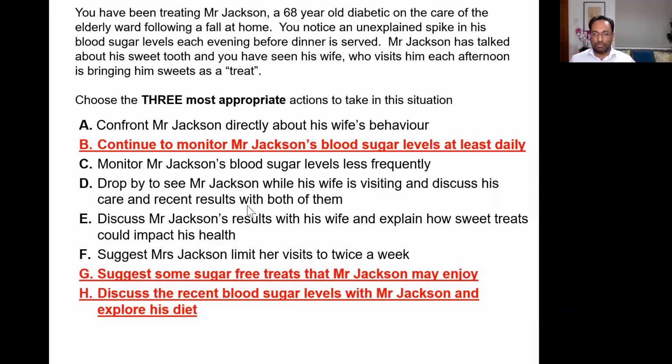Just because someone's married to someone doesn't give them any automatic right to confidential information. Similarly, if you discuss his results with his wife, that's confidential information. It doesn't mention in any of the other options that you've got his permission to do that. Both of these would be an inappropriate breach in confidentiality. And it's a good example of knowing GMC guidance on confidentiality, which covers when you can and can't do that. Even if they're the next of kin, that doesn't give any automatic right in the UK.